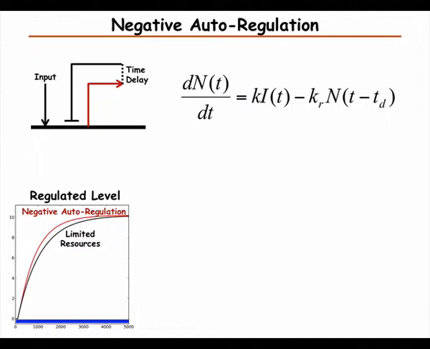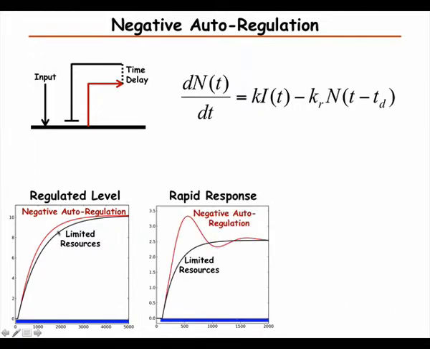So from just adding this small time delay, depending on how we choose the parameters, we can get all sorts of behaviors. We saw before, with the black curve, that limited resources were one way to regulate and set a level. But we can also use negative autoregulation to reach one level. In this case it reaches it slightly faster, and by changing the parameters so that it overshoots a little bit, we can get an even faster response. So that's one important use of negative autoregulation.